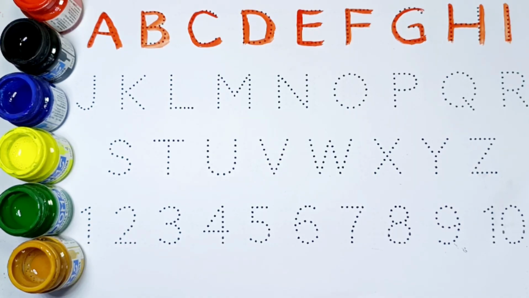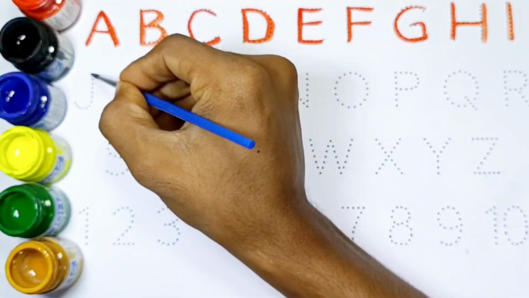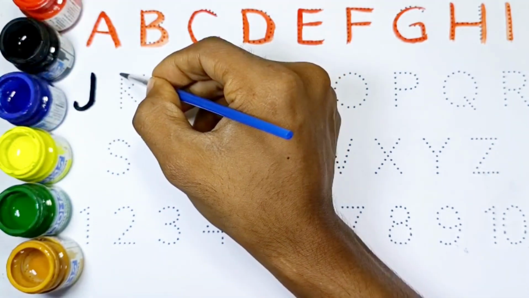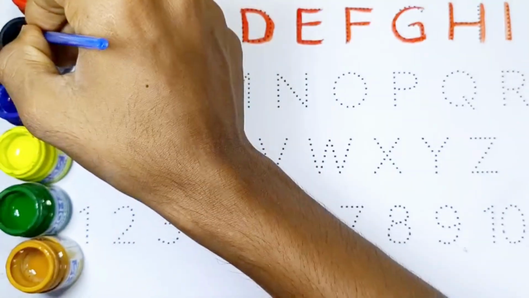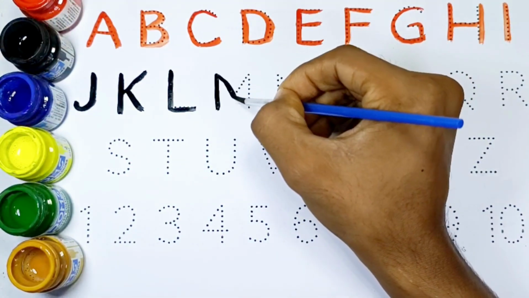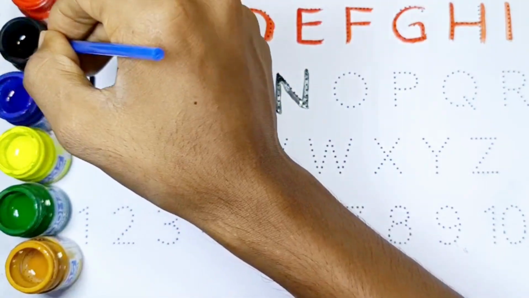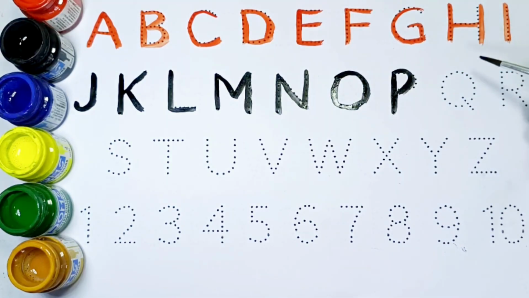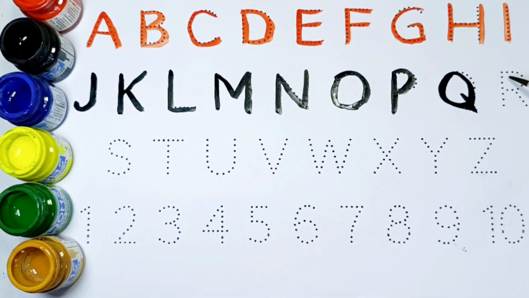Kids, now you draw J and use black color. J for joker. K for king. L for lion. M for moon. N for nose. O for orange. P for parrot. Q for queen. R for rose.